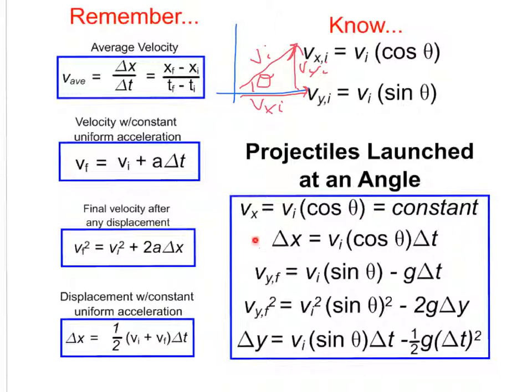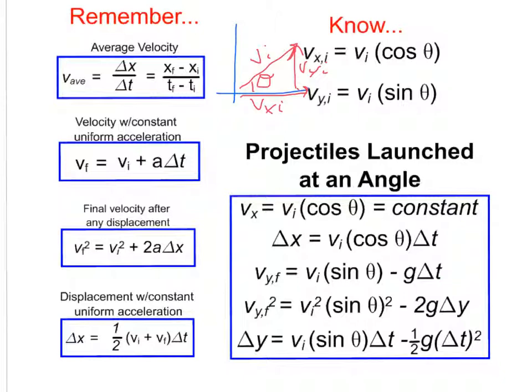This equation right here comes from a combination of what we know up here and this equation, velocity equals change in distance over change in time. This was simply rearranged to be delta x, the change in displacement, equals the velocity times the change in time. And in this case, our velocity is going to be the initial velocity times cosine theta. That gives us our displacement in the horizontal direction.